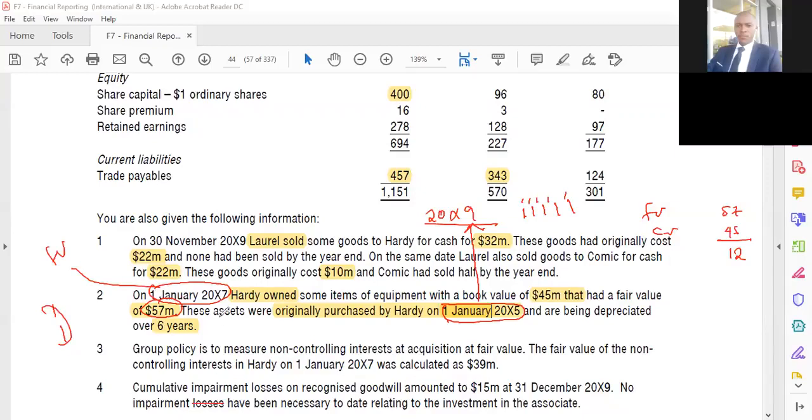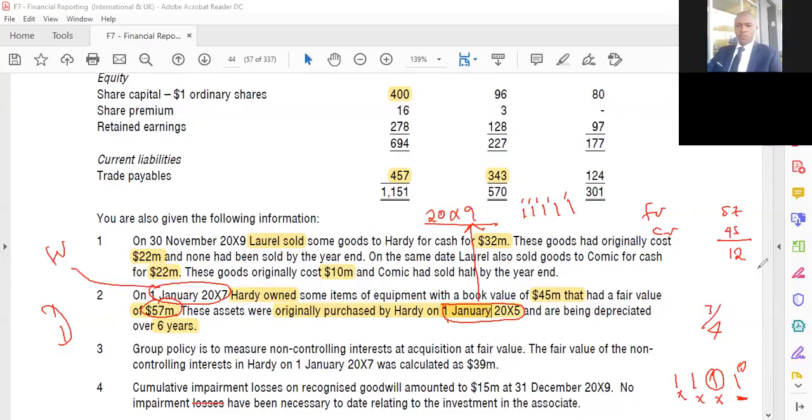From 20x7, 20x8, 20x9, 20x10, there are 4 years. But we're reporting in 20x9. So this asset has 4 years remaining from 20x7. But from the 4 years remaining, we're only going to charge depreciation for how many years? For 3 years: 20x7, 20x8, and 20x9. The other year, 20x10, we've not reached yet. So we have 3 over 4. Depreciation we're charging is 3 over 4.